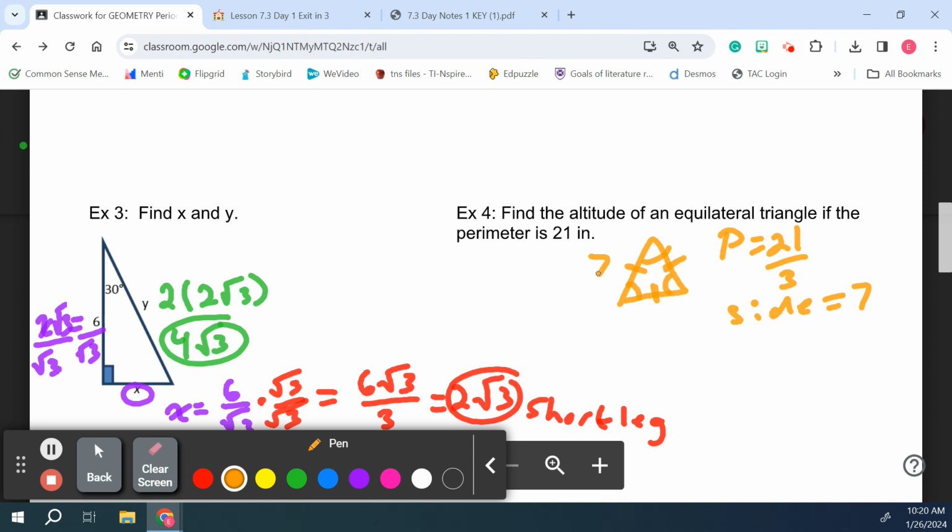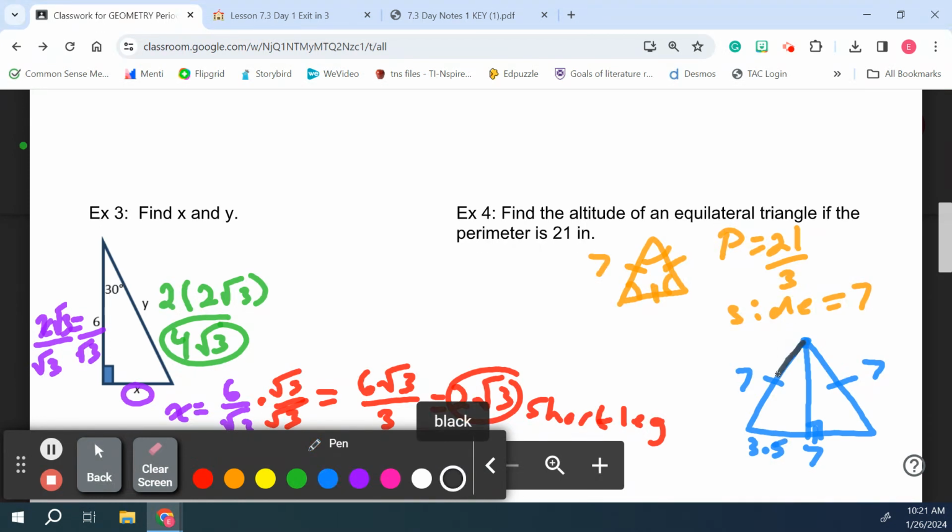So how does that help me out? Well, I'm just going to draw a bigger one right here. So if this is 7, this is 7, this is 7, right? And an altitude is a line that goes from the opposite vertex and hits perpendicular to the opposite side. Now, because this is an equilateral triangle, this altitude is not only perpendicular, it also breaks this side in half, leaving this side being 3.5. So it gives us a midpoint there.